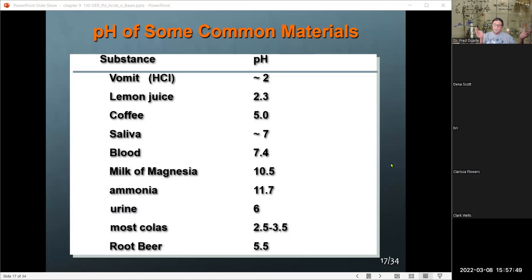Urine varies again depending on your diet and maybe health issues and so forth. And most soda drinks are 2.5 to 3.5. And I was relatively surprised about root beer. It used to be one of my favorites, but it's a little bit higher pH, and that is acidic. Okay, that gives you an idea of the range of pH.